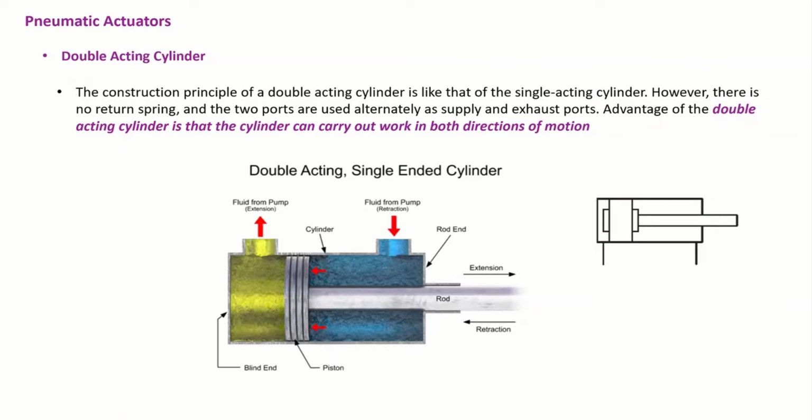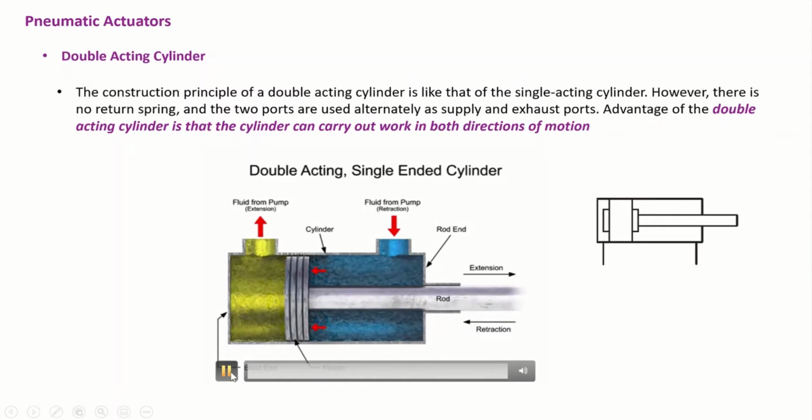The advantage of the double acting cylinder is that it can carry out work in both directions. In this specific case we can have work in both directions, but in a single acting cylinder we just have work in one direction. As you see here, first we have the air from the pump side, and then we have the air from the other side, and this results in the extension and retraction of this specific actuator.